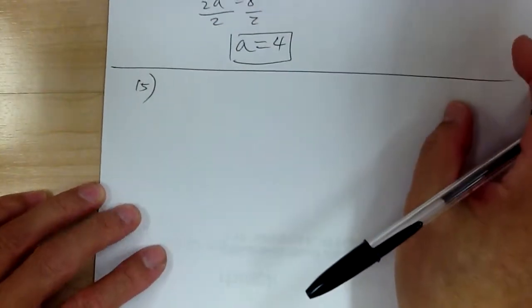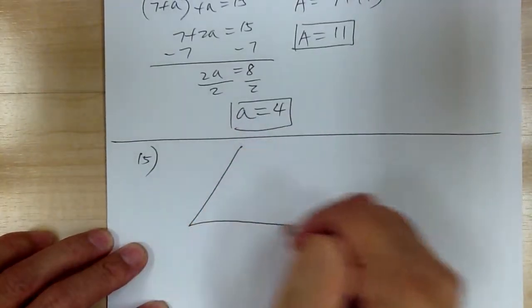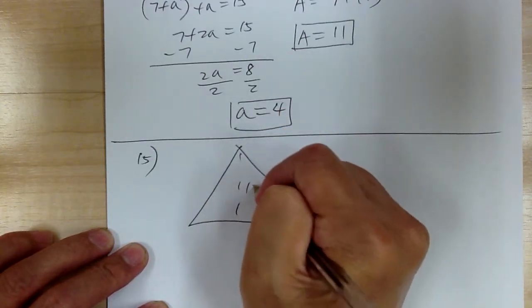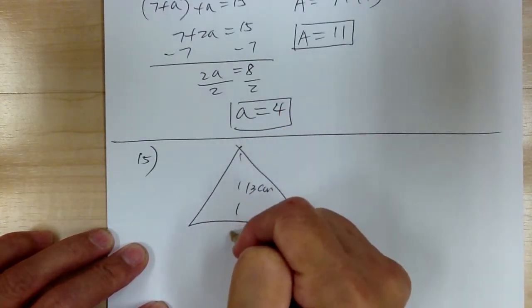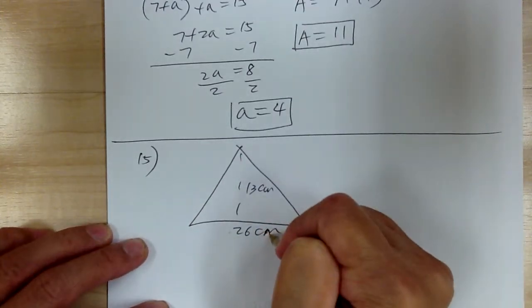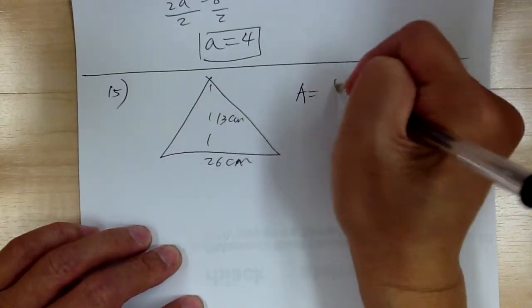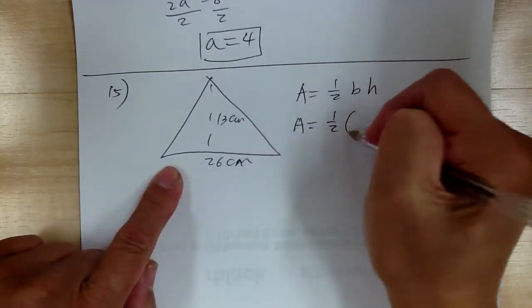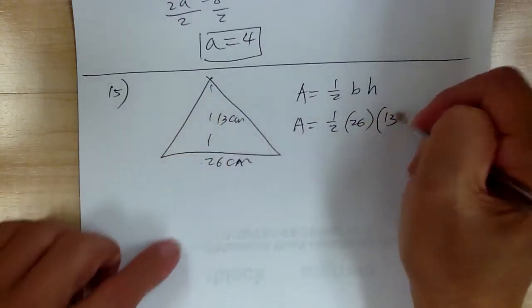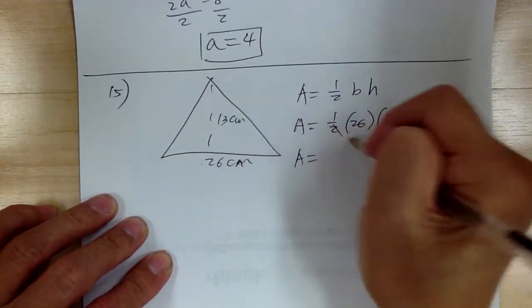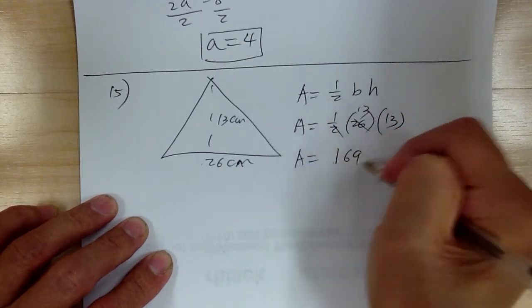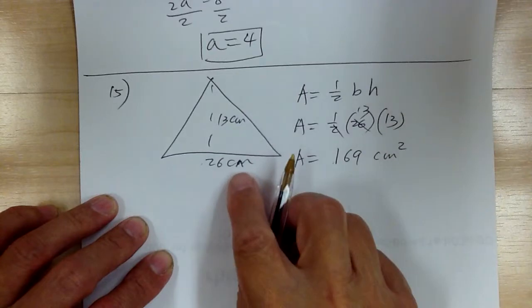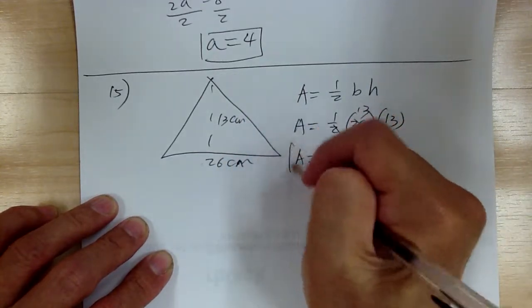Okay, let's go to 15. It says find the area of this triangle. So you have this triangle over here, and this is 13 centimeters, and this is 26 centimeters. So area of the triangle is equal to 1/2 base times height. So area equal to 1/2, the base is 26, the height is 13. And so this can cancel, and you got 169. And it will be centimeters squared, right? Centimeter times centimeter gives you centimeter squared. And that's it.